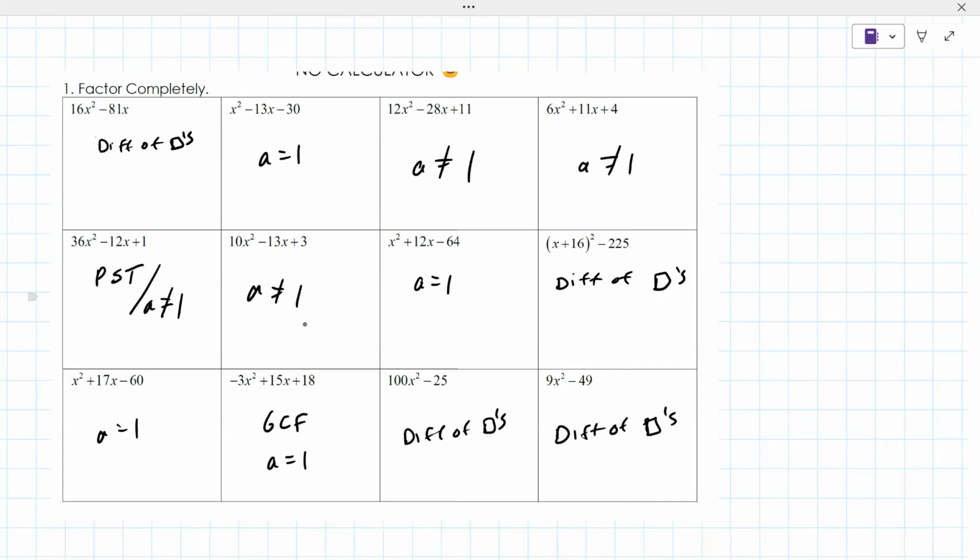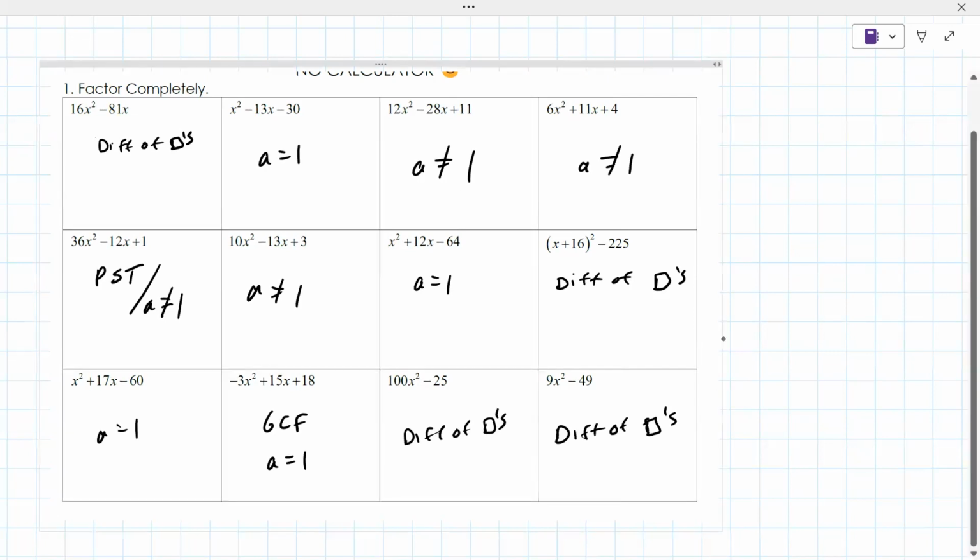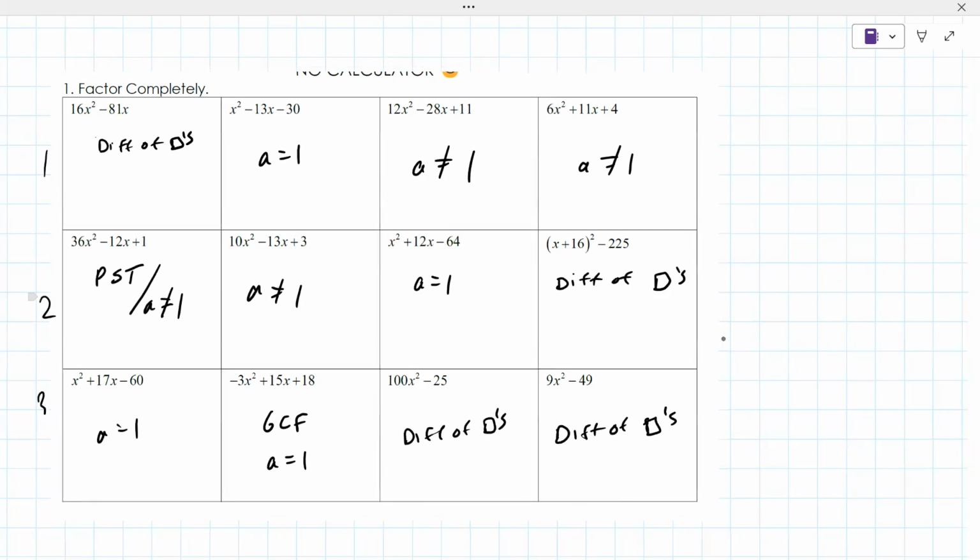Got it. Okay, so you tell me which ones you want us to do. Give me a row and column at some point. Maybe you already know how to do all the A equals one ones. We don't need to do those, but there's only two. Actually, hang on, I didn't look at this one. This one could be prime.